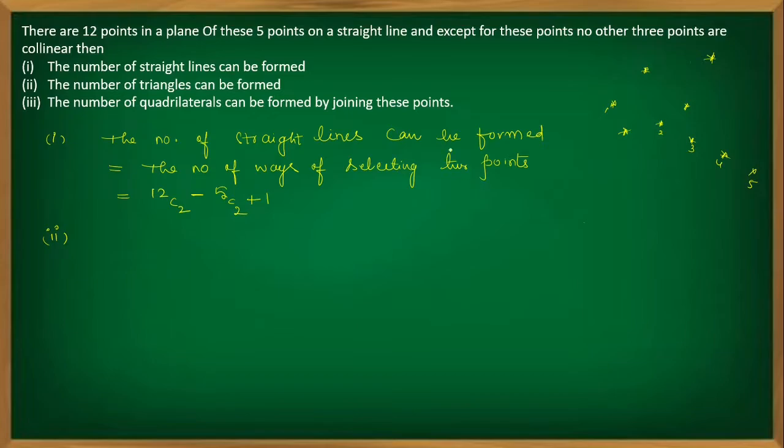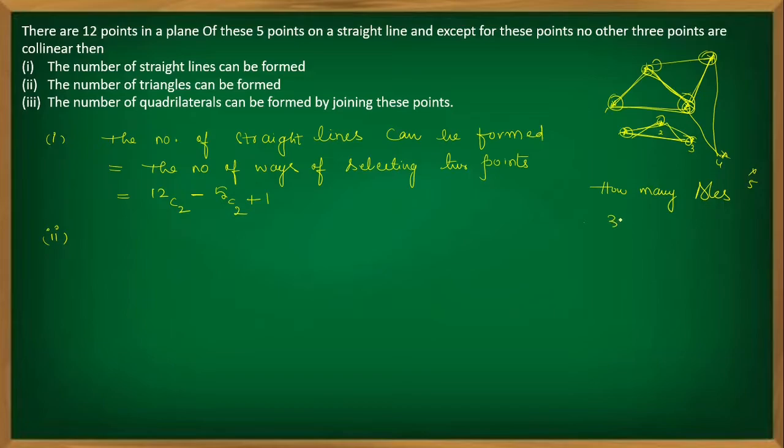Now to form a triangle we need 3 points. Whenever you select 3 points, you will get a triangle. So any 3 points gives a triangle. The question is, how many triangles can be formed? What is the meaning of this? How many ways can you select 3 points? If you select 3 points, you get one triangle. If you select another 3 points, you get one more triangle. Like this, any 3 points give you one triangle.